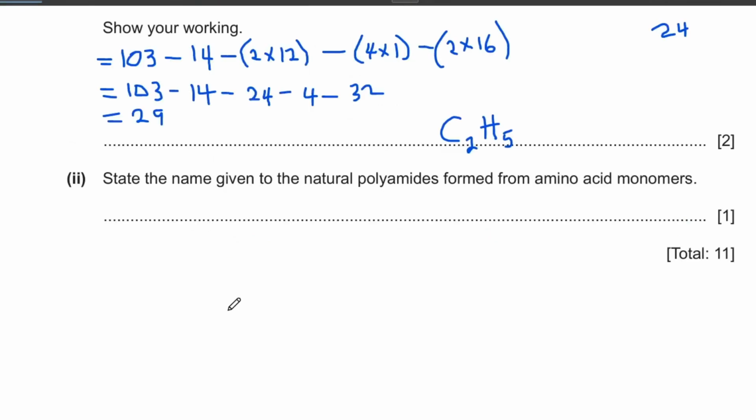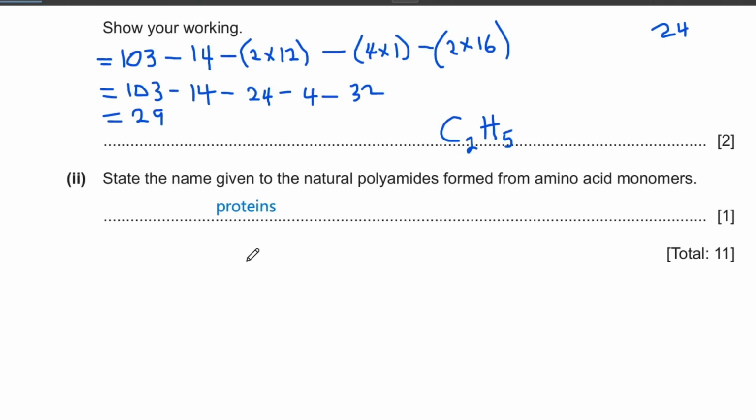And the last question: state the name given to the natural polyamide formed from amino acid monomers. So the name is proteins. Protein is the name given to the natural polyamide formed from amino acid monomers.